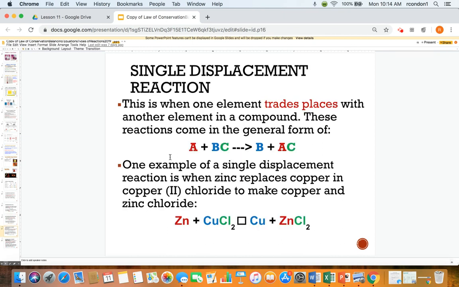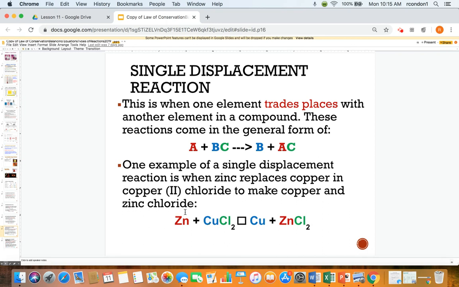And then single displacement. This is when one element trades places with another element in a compound. These reactions come in these forms. So we have zinc and copper 1 chloride. So that's going to mean that what we see, this block, it's an arrow actually, but we see the copper switching out, breaking its bond with the chlorine, and then zinc comes in and bonds with the chlorine, and then the copper is by itself.